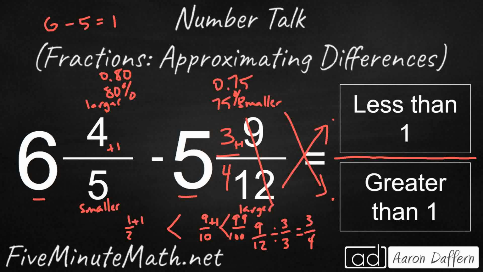Both of them give us the same answer, that this 4/5 is going to be just a little bit larger than that 3/4. It's 1/20th away, which means when we subtract a smaller fraction from a larger fraction, there's a little bit left over, and ultimately it's going to be a little bit greater than 1.